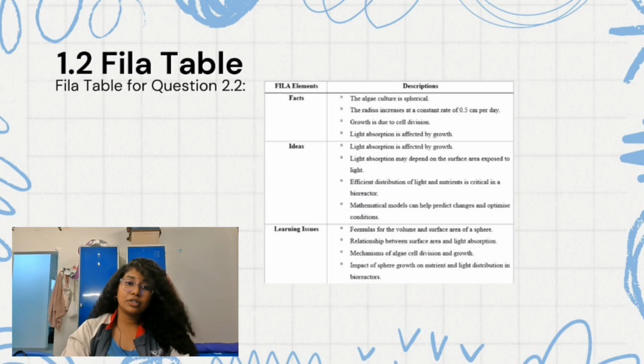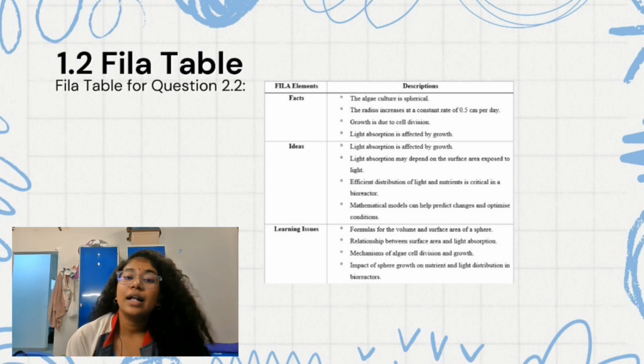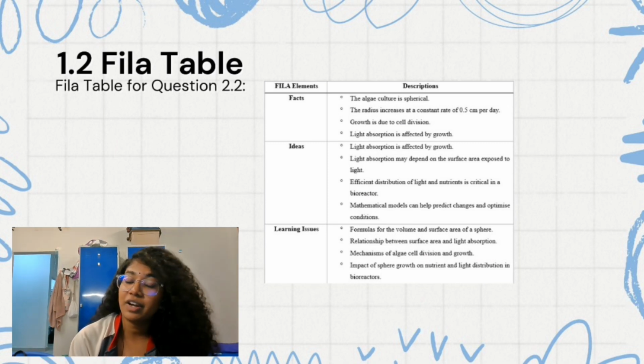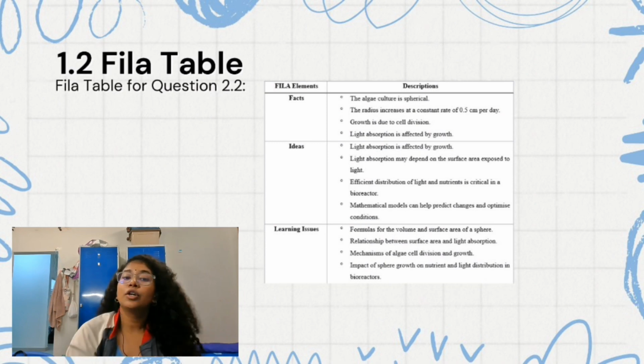Next, we are going to talk about the PBL table for question 2.2. Facts: the algae culture is spherical. The radius increases at a constant rate of 0.5 cm per day. The growth is due to cell division, and light absorption is affected by growth.